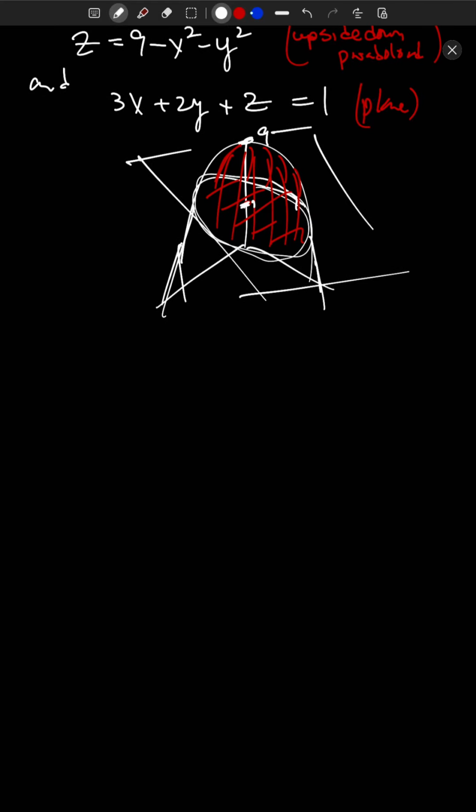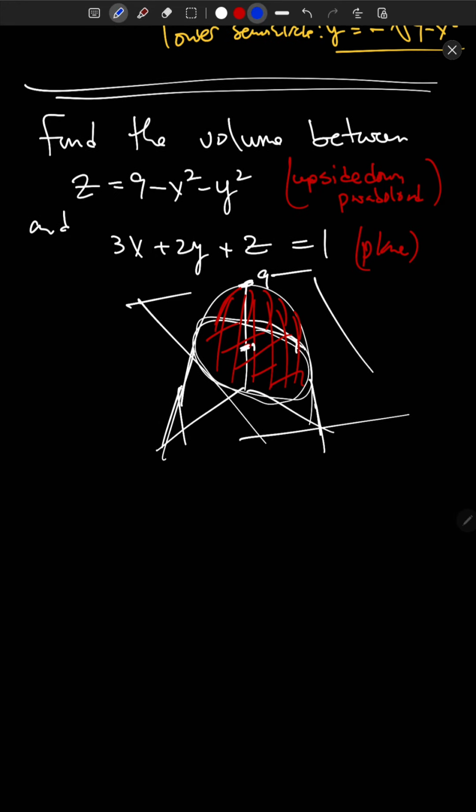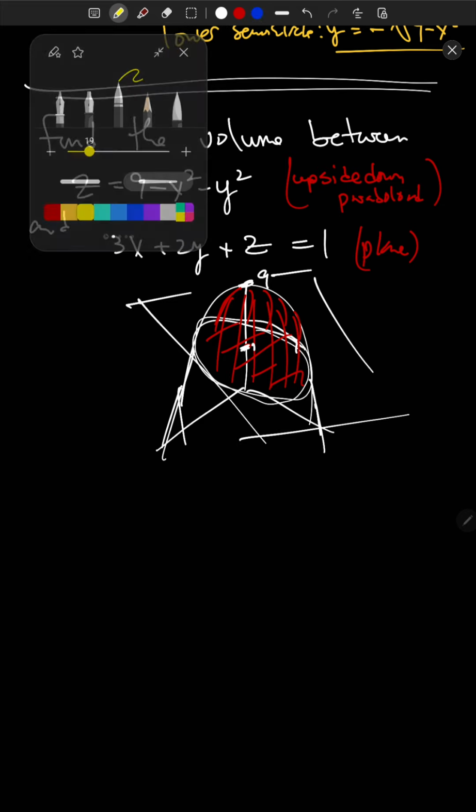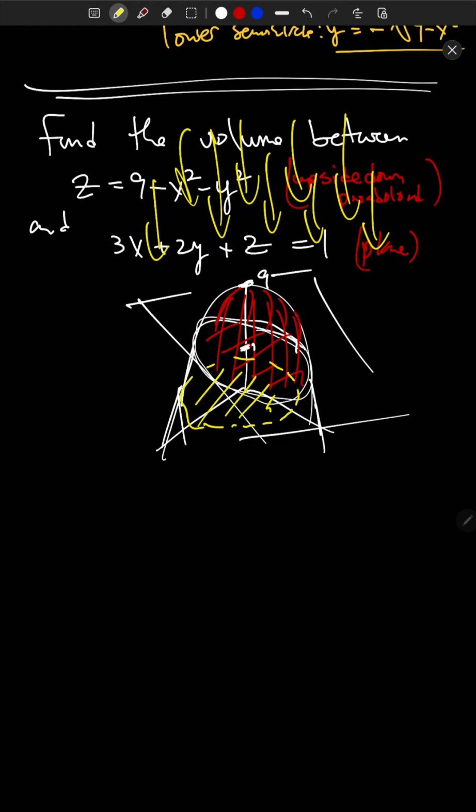So this one is a lot more difficult to set up because, first of all, our region is quite complicated, but also it's not that easy to visualize what our region of integration is. But again, we want to take the point of view that we have the sun shining from the z-axis vertically downwards, and whatever the shadow of our region is down here, that's going to be the region of integration.